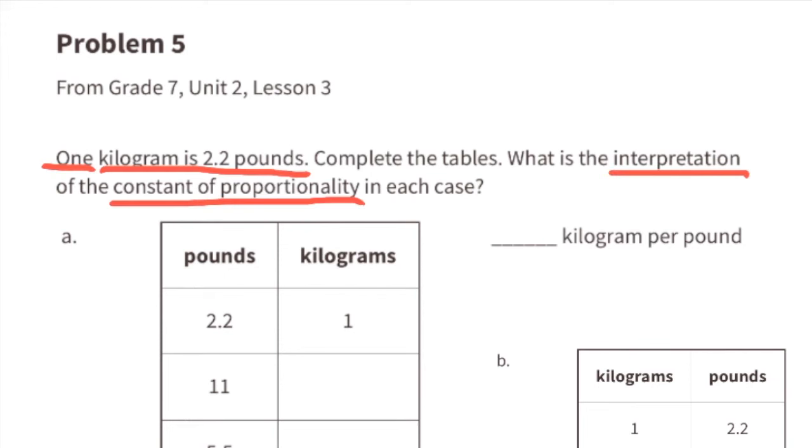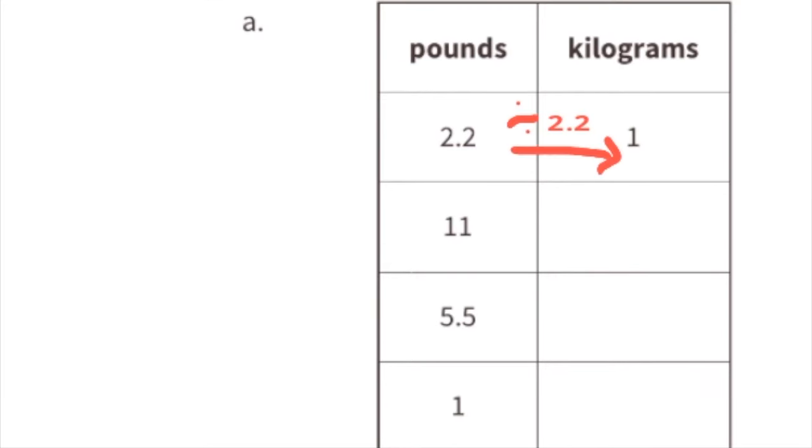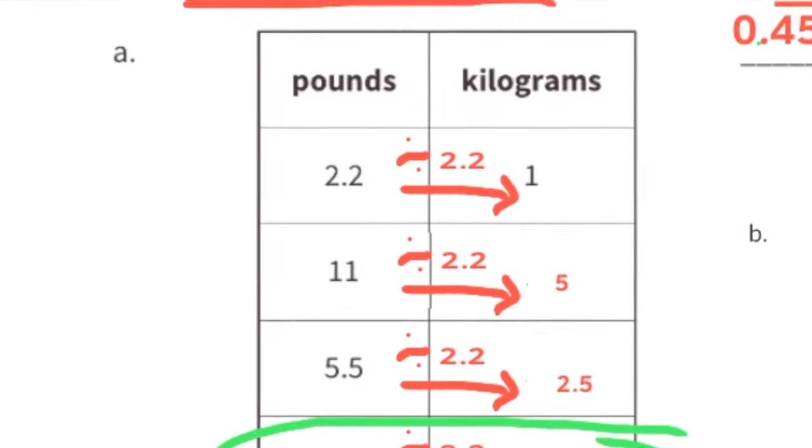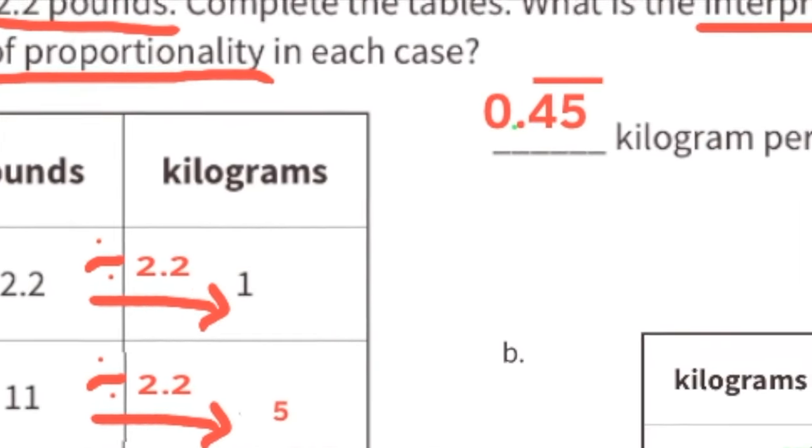1 kilogram is 2.2 pounds. Complete the tables. What is the interpretation of the constant of proportionality in each case? 2.2 pounds divided by 2.2 equals 1 kilogram. 11 divided by 2.2 equals 5 kilograms. 5.5 pounds divided by 2.2 equals 2.5 kilograms. And 1 pound divided by 2.2 equals 0.45 repeating kilograms. That turns out to be 0.45 repeating kilograms per pound.